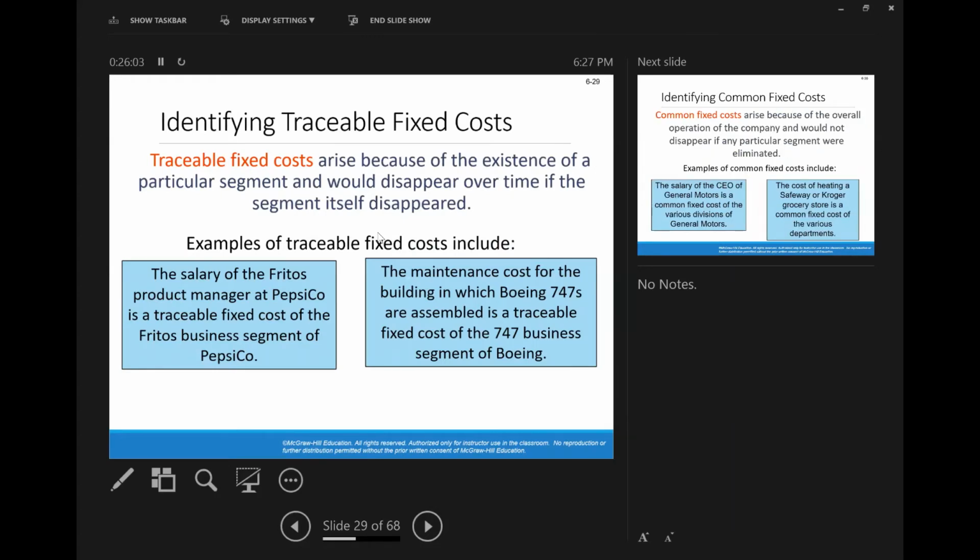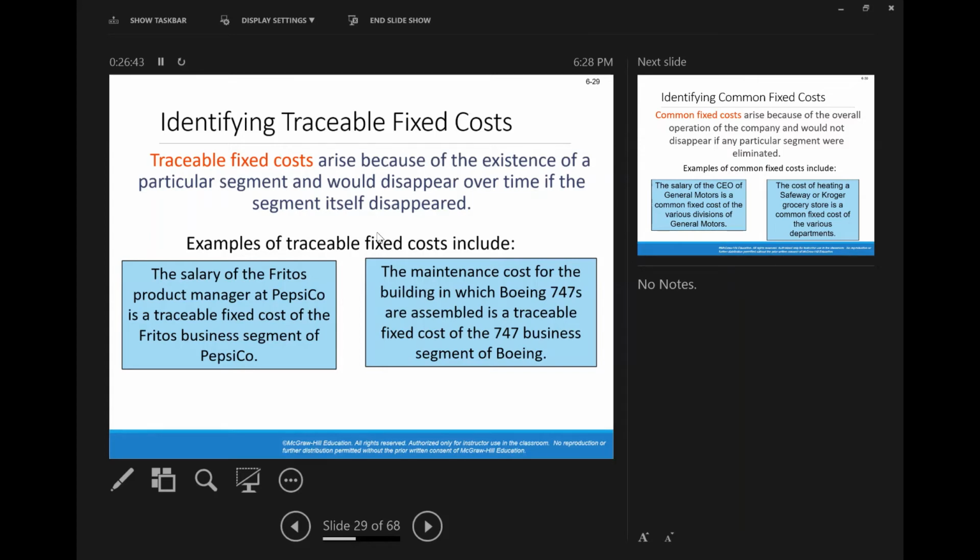So traceable fixed costs arise because of the existence of a particular segment and would disappear over time if the segment itself disappeared. Similar to what we just said with that example of having a manager over a particular department, and then they're not there anymore once we get rid of that segment. So examples of traceable fixed costs include the salary of Fritos' product manager at PepsiCo, which is a traceable fixed cost of the Fritos business segment of PepsiCo. So you see how they're in that Fritos. If they got rid of Fritos, then they wouldn't have that person anymore. They wouldn't have that fixed cost.